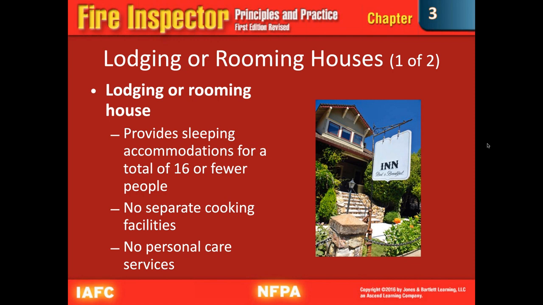1 and 2 family dwelling units. A 1 and 2 family dwelling unit is a building that contains no more than 2 dwelling units with independent cooking and bathroom facilities. So single family homes and duplexes are what this falls into. Anything more than that becomes an apartment. Living unit separation also helps determine occupancy classification. Regulations for inspection of these units vary by municipality.